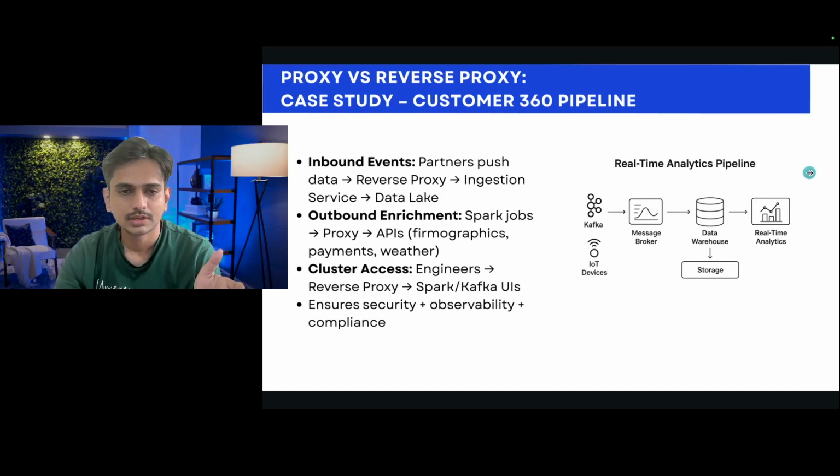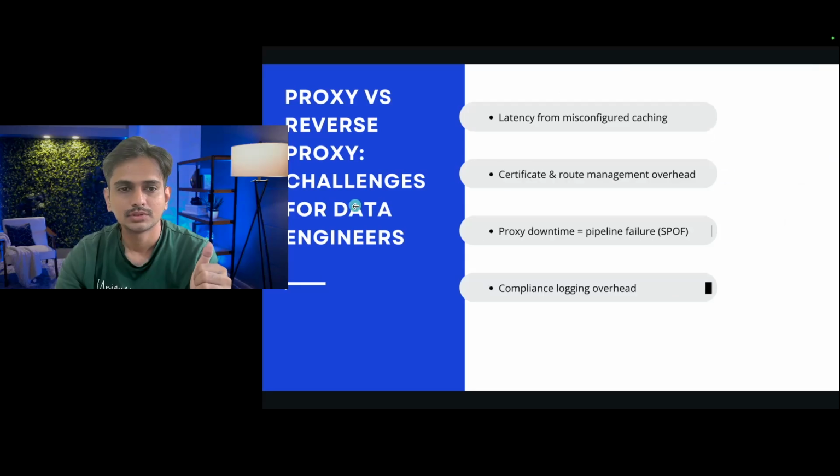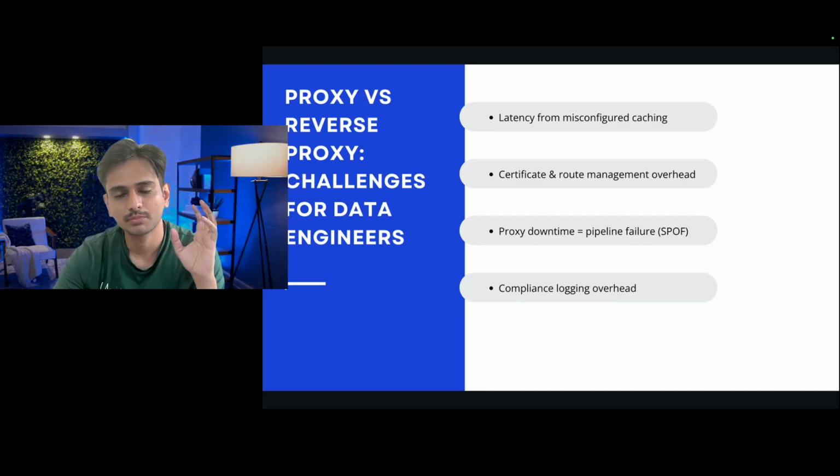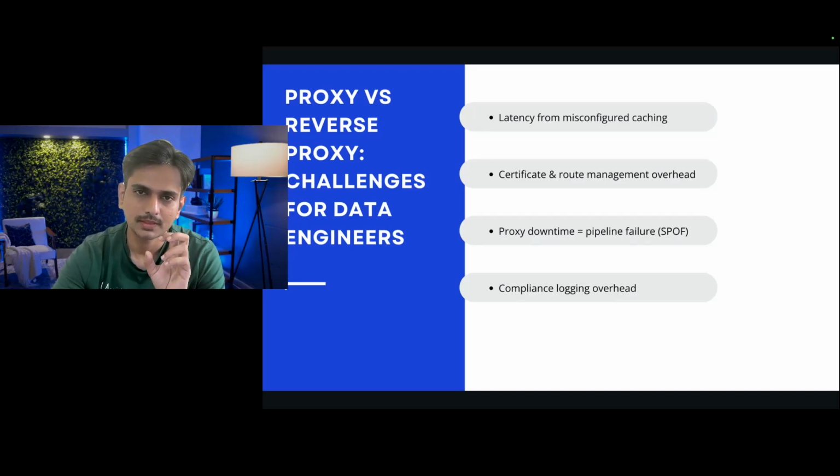So this is how it can look. And if you talk about the proxies and reverse proxies challenges from the data engineering lens, one is latency. API jobs can slow down if the reverse proxy's caching is misconfigured. It always comes with challenges. If there is a chance to create caching using a proxy, but it is misconfigured, then obviously it will impact the API jobs and the latency of your job.